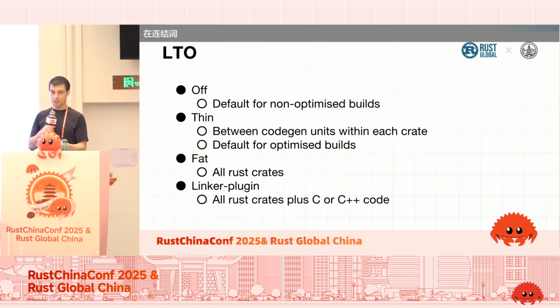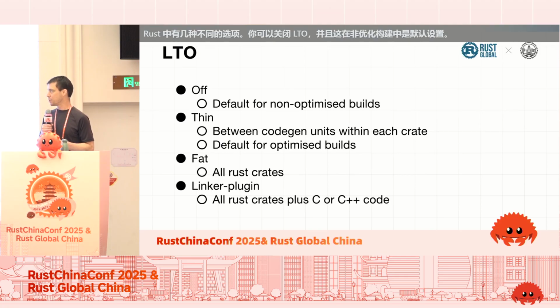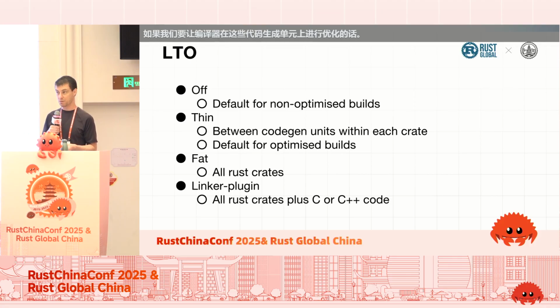So LTO is link time optimization. These are broader scale optimizations that are applied after the code has been compiled. There's a few different options in Rust. You can have LTO turned off, and this is the default for non-optimized builds. You can use thin LTO, which is within the codegen units of one crate. Each crate is split into multiple codegen units, and if we want the compiler to do optimizations across those codegen units, that's where thin LTO is useful. This is the default for optimized builds.